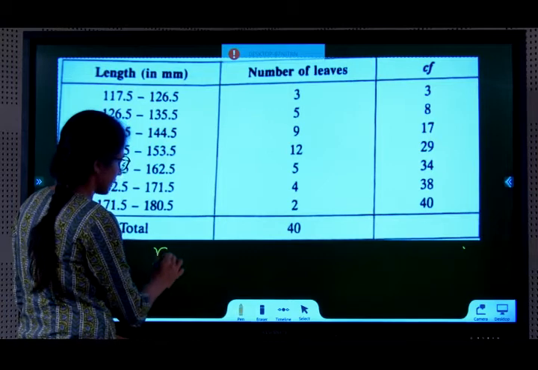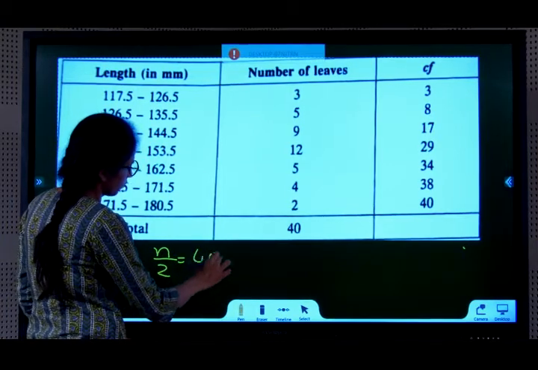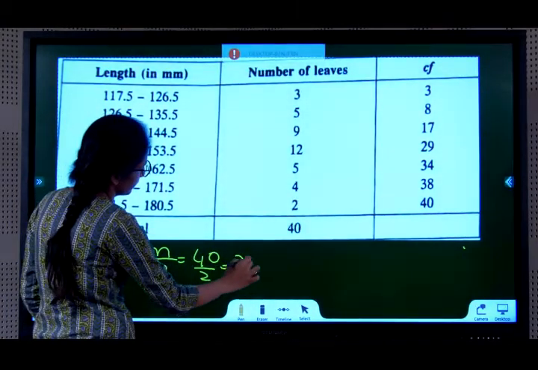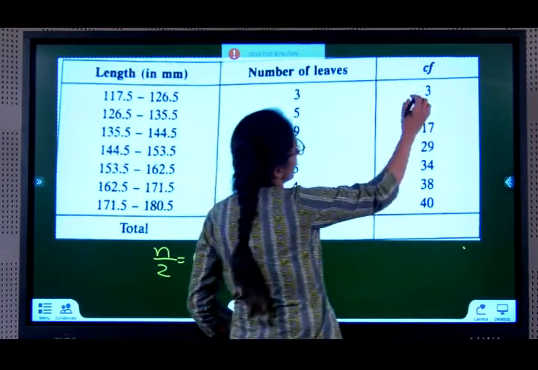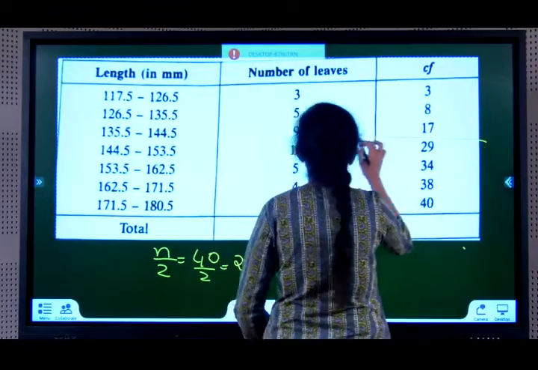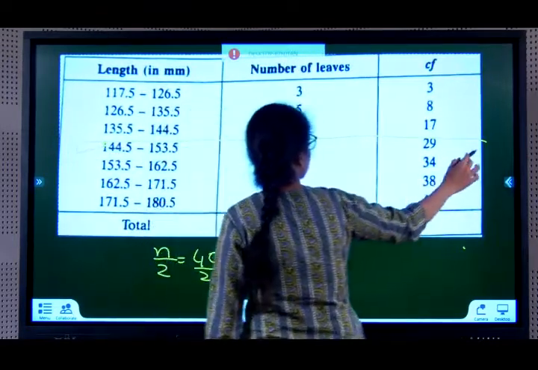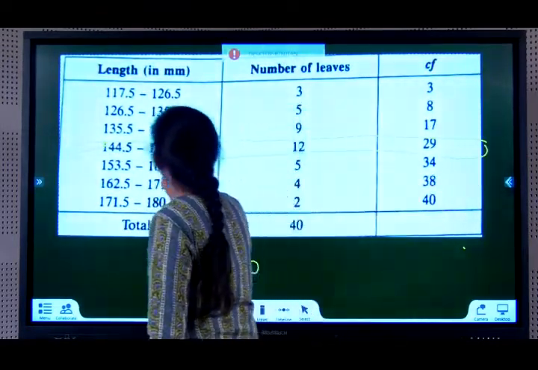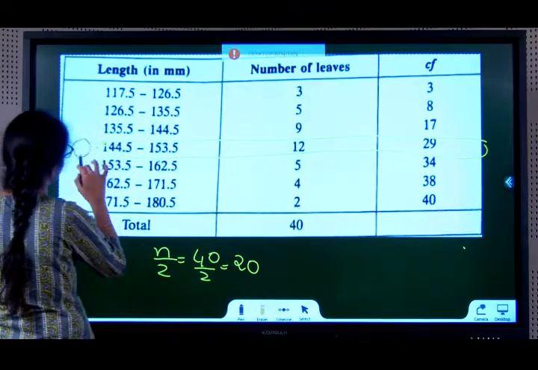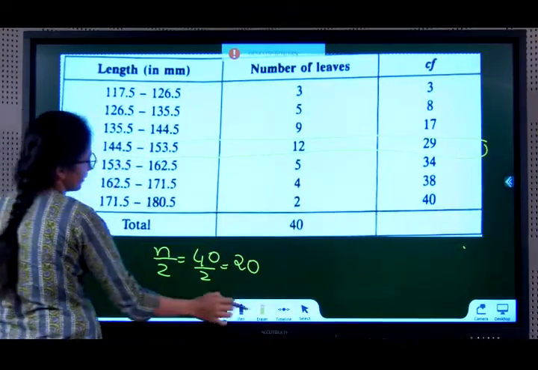Right. So now you have to first find the median class. How do you find the median class? N by 2. 40 by 2. 20. Is 20 there in the cumulative frequency? No. So choose the next value after 20. So you get this. So this is my median class, right?